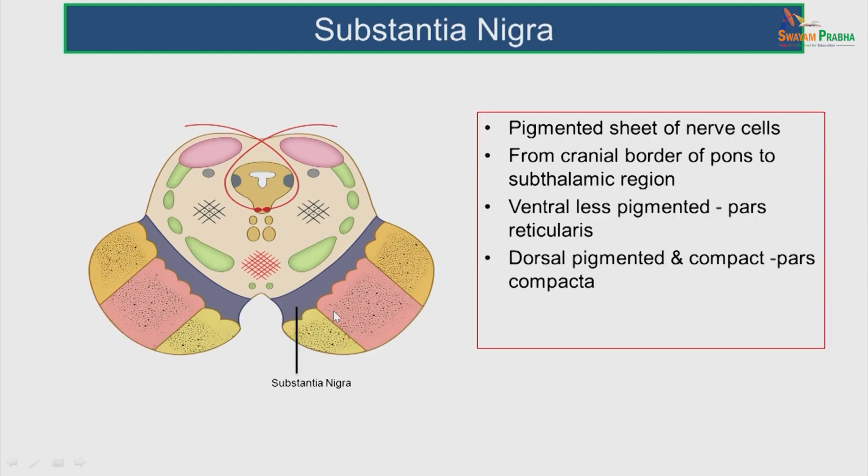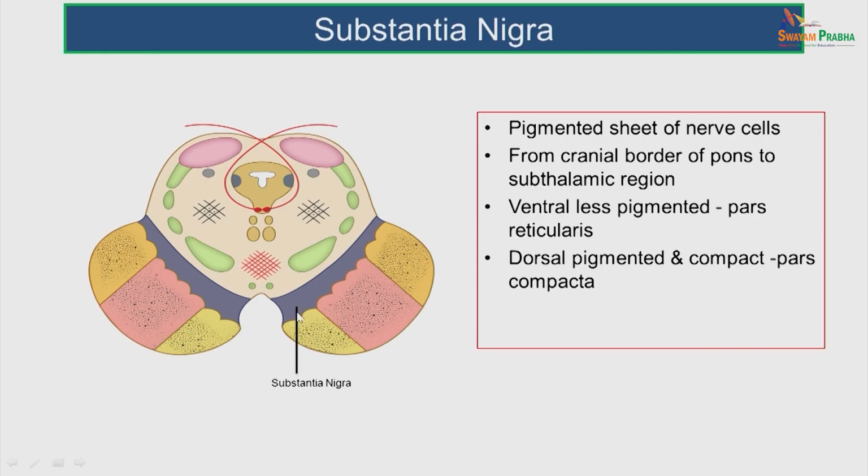Next, coming to the substantia nigra. As we can see, this is the darkly pigmented area, so it contains the pigmented sheet of nerve cells, extending from the cranial border of the pons to the subthalamic region. Ventrally there is a serrated border that projects into the crus cerebri. The ventral part is very less pigmented and is called the pars reticularis, which is made up of large multipolar neurons.